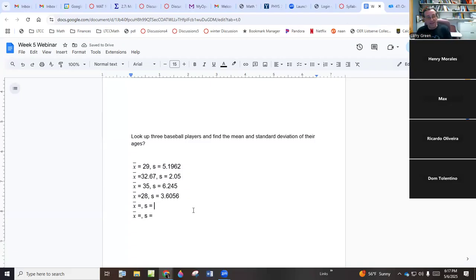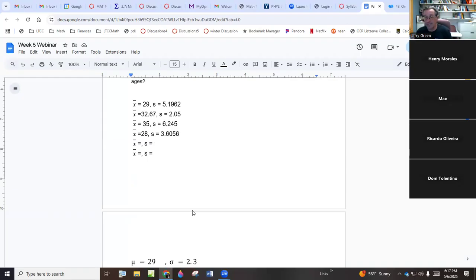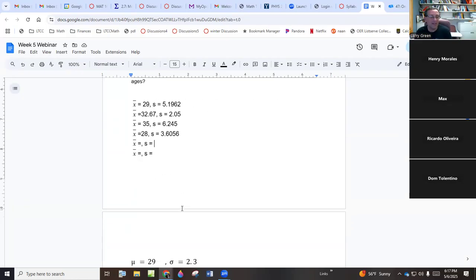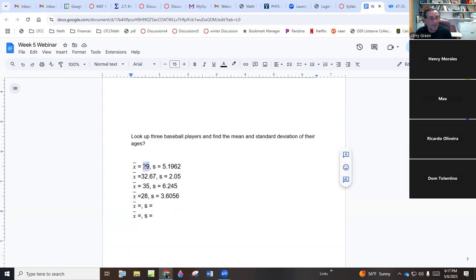Okay. That's as many as we're going to do just because I don't want to spend all the time on this. So notice each of you looked up different three players and you got a different mean and a different standard deviation. So if you take a sample, you're not necessarily going to always get the same thing, even from the same population. But what you can do is now we can look at all the X bars. We have 29, 32.67, 35, 28. And by the way, you could do this all day long and get different groups of three, and you'd have all of these sample means.